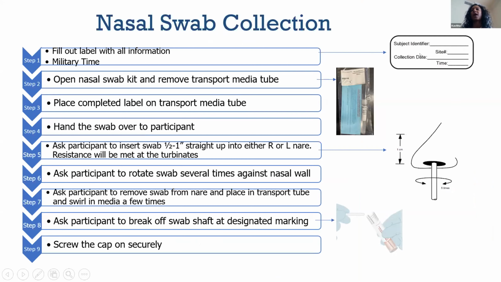So you're going to make sure you fill out this label. You can go ahead and fill out the date and time since you're about to collect it, and then put it on the label. You'll give the swab to the participant, and you want to have them insert it straight up into either the right or left nare, about half an inch. I guess it's about 1 centimeter or so, half an inch to 1 inch straight up, to where resistance is at the turbinate. And then you want to make sure they rotate it several times against their nasal wall.